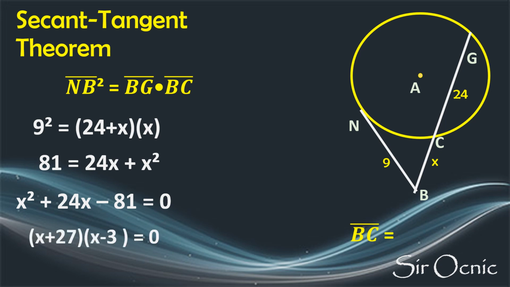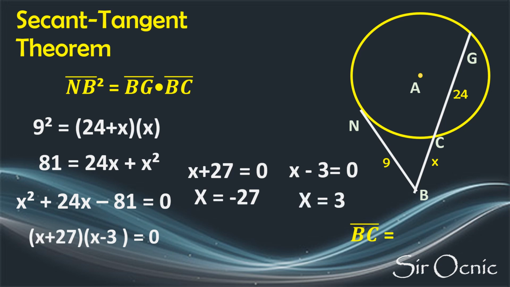The factors of the trinomial are x plus 27 times x minus 3. The factors of negative 81, whose sum is positive 24, are 27 and negative 3. Equating both factors to 0, we will have x plus 27 equals 0 and x minus 3 is equal to 0. Solving for the values of x, we will have x equals negative 27 and x is equal to positive 3.